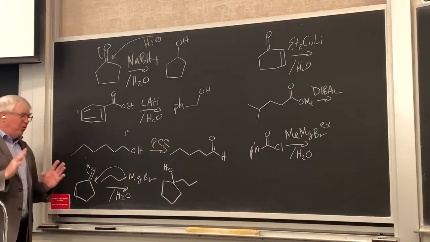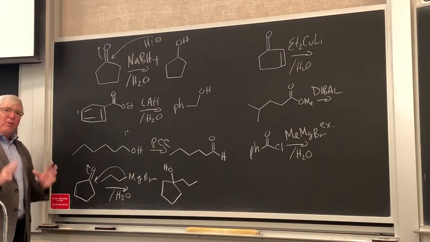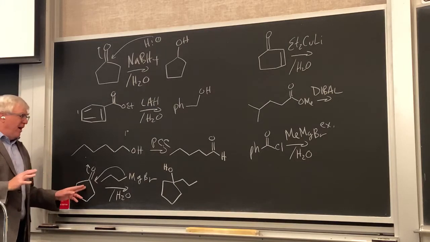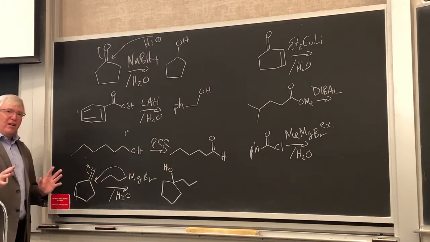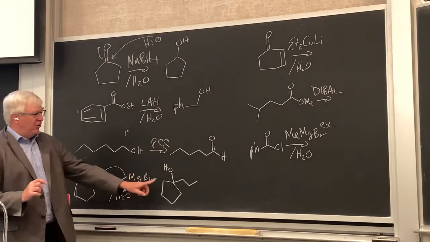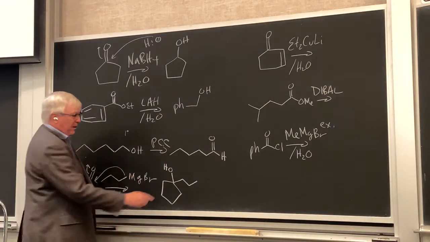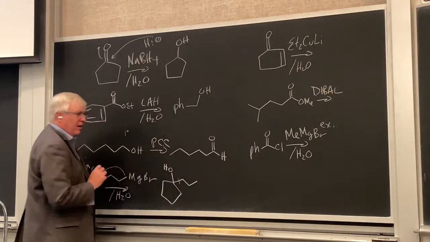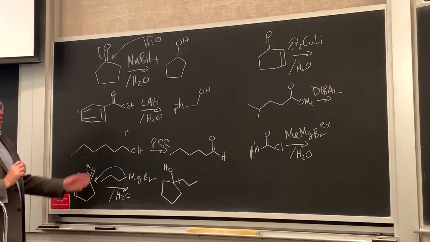Remember, we focused on the structure of the carbonyls. With formaldehyde and Grignards, you get a primary alcohol. Aldehydes and Grignards, you get a secondary alcohol. And with ketones and Grignards, you get the tertiary alcohol. Okay, but that's the bond we make right there. Okay, so keep track of what's going on there.